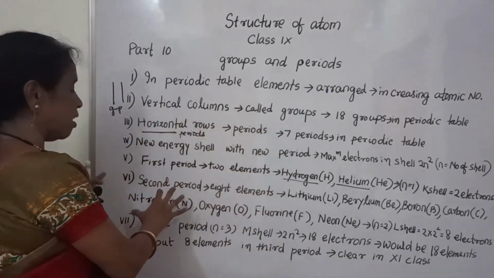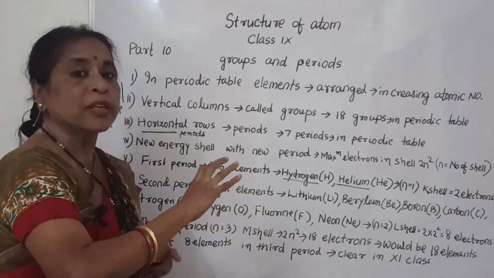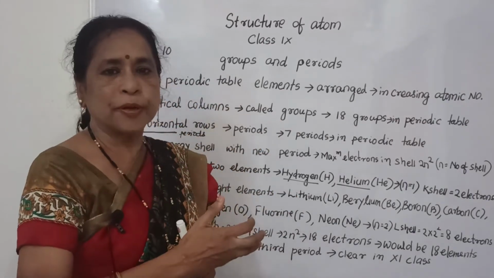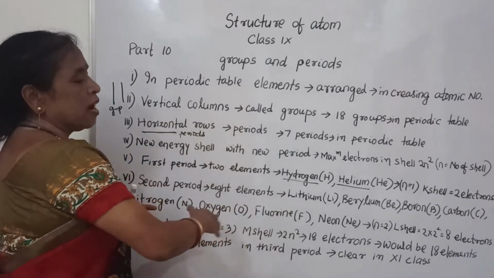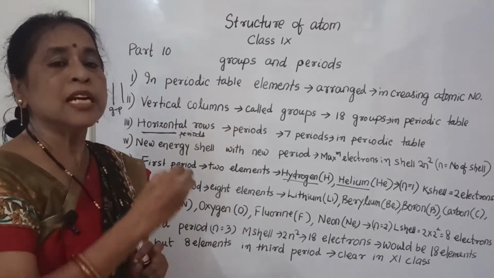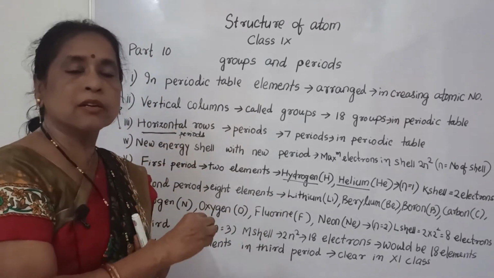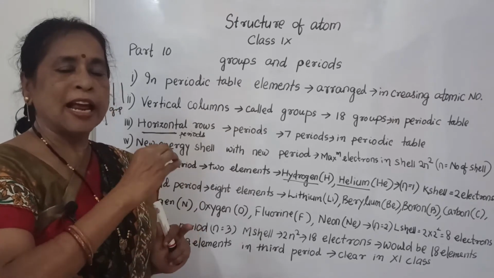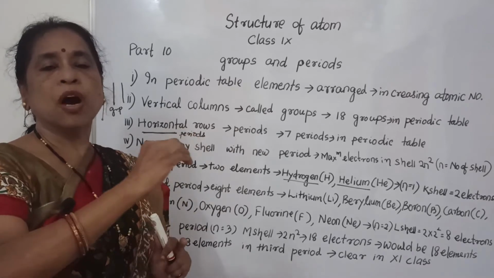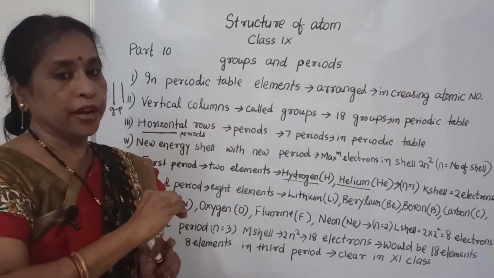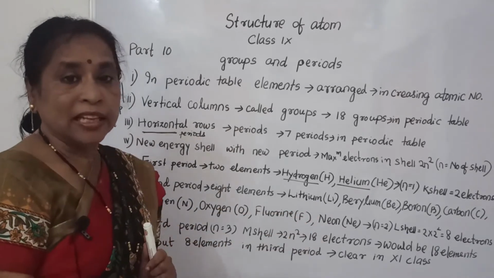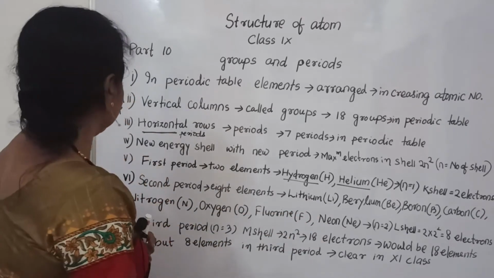So, 8 electrons should be filled in which shell? L shell. Which period? Second period. So only 8 elements, because the maximum number of electrons in the L shell is 8. So the 8 elements are filled one by one in increasing order. The last one is neon in the second period.